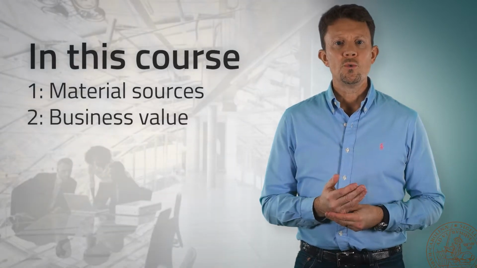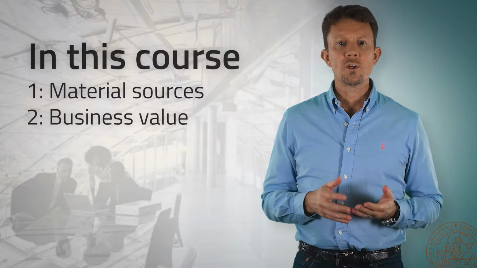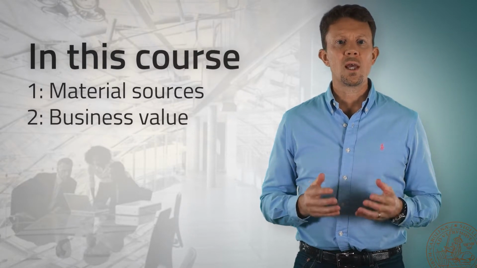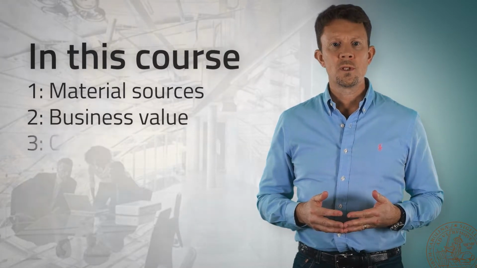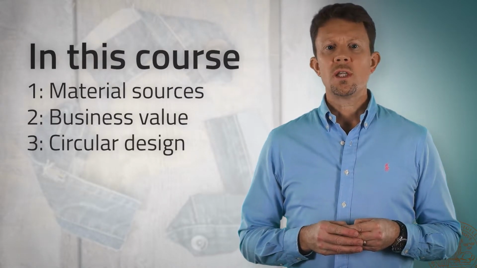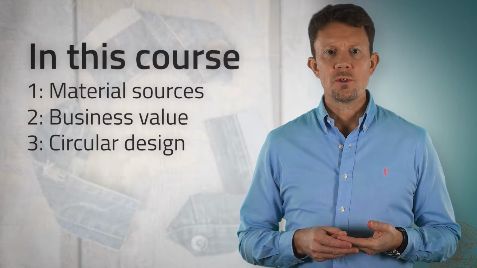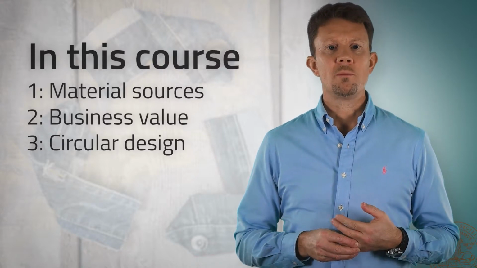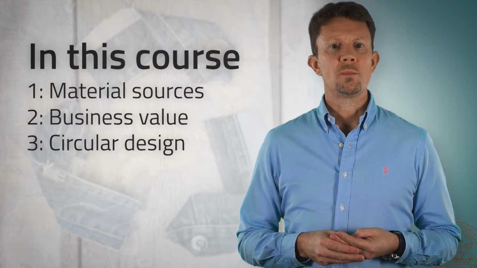In Module 2, we look at circular business models and showcase a range of ways for business to create economic and social value. In the third module, we introduce you to circular design. We present topics like functional materials and eco-design, methods to assess environmental impacts, and networks for sharing best practice.